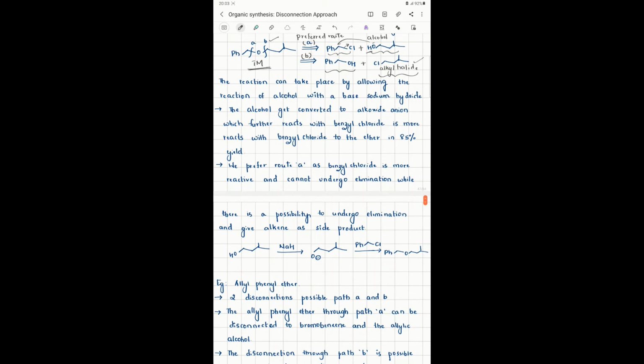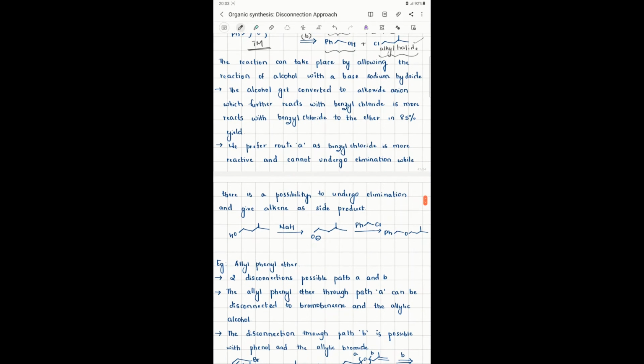Hence in route B, because the alkyl halide can undergo an elimination reaction, only a 50% yield can be achieved, hence that particular route is not preferred. So what is the proper route? There is an alcohol present in the presence of sodium hydride. It gets converted to an alkoxide. This alkoxide is going to react with benzyl chloride to give us the target molecule, and hence route A is preferred.